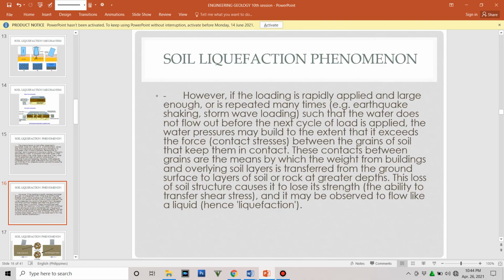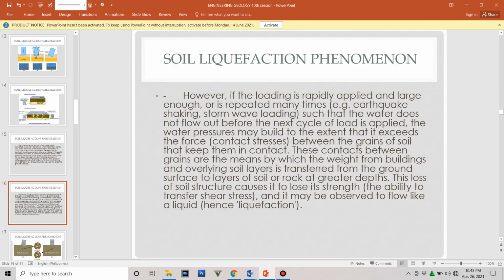So take note of the size: 0.074 for the silt or clay, or less than 0.074, mas maliit pa siya sa 0.074, but not equal to 0.074, that is silt or clay. And then ranging from 0.074 up to less than 4.75 millimeter, that is a granular material, or what we call sandy soil. And then a size of greater than or equal to 4.75, that is gravelly soil or gravel. Okay.